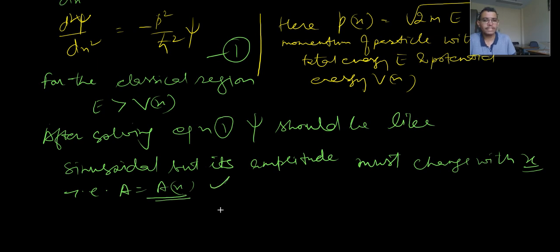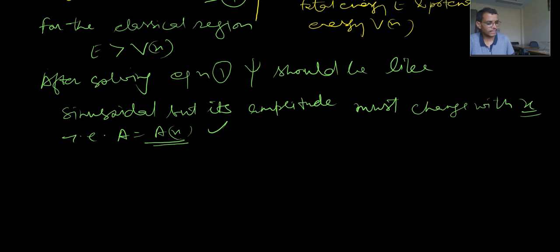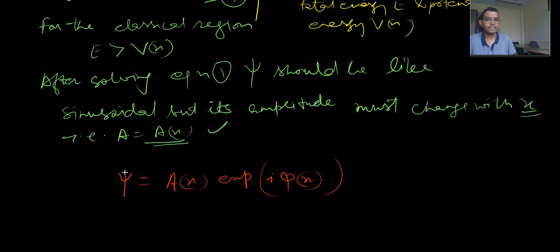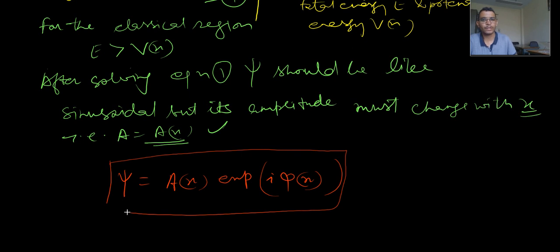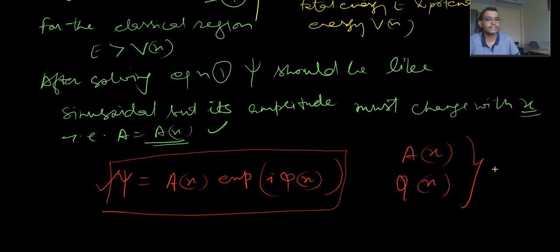So keeping this in mind, and as discussed in the earlier lecture, let me write the wave function like this: psi is equal to A, which is a function of x, times the exponential of i phi(x). This is a new thing which we have to keep in mind. So this is the wave function which I am choosing. Now my purpose is to find A(x) and phi(x). This is our objective.